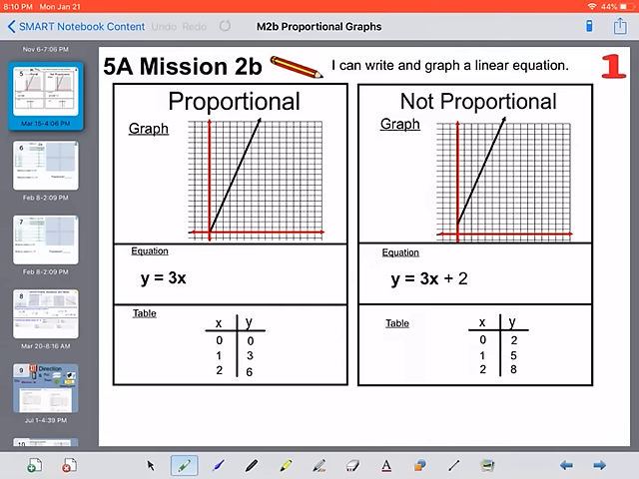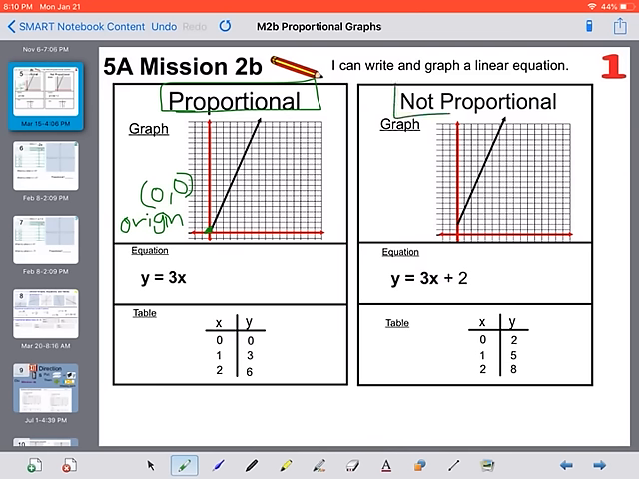So today we are doing our second mission, mission 2b. I can write and graph a linear equation, so we will be using tables to graph again, but we're going to focus on proportional graphs today. A proportional graph ultimately just means that it goes through the origin, or the middle of your graph. That point would be 0, 0. So on the graph, if it goes through the middle, we call it proportional.